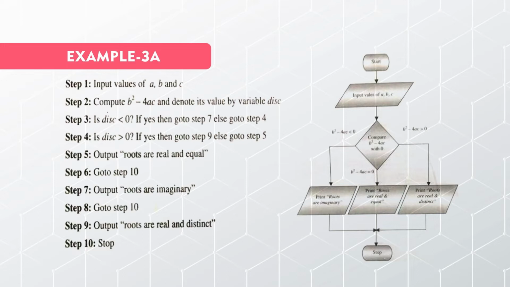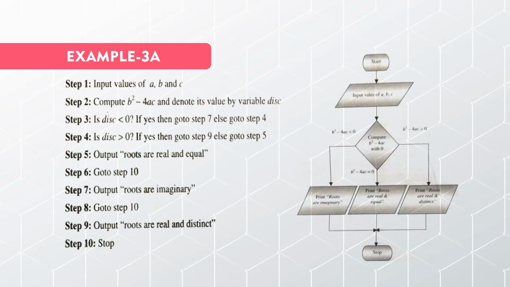So, this algorithm is mapped into the flow chart, as is very much visible on the slide. Now, if you want to know whether the roots are imaginary, real and equal, or real and distinct, you need to work with the component b² minus 4ac. If b² minus 4ac is less than 0, then the roots are imaginary. If b² minus 4ac is equal to 0, then roots are real and equivalent. And if b² minus 4ac is greater than 0, then roots are real and distinct.